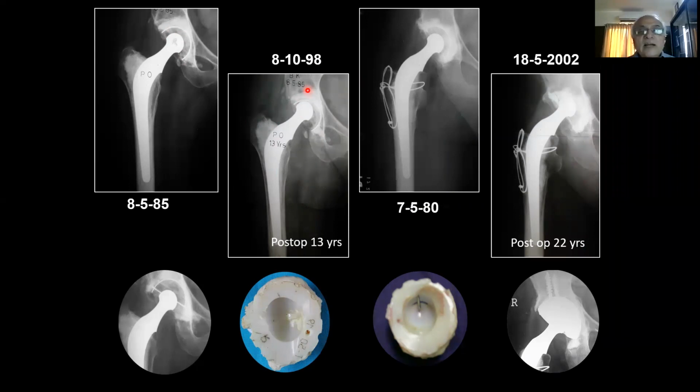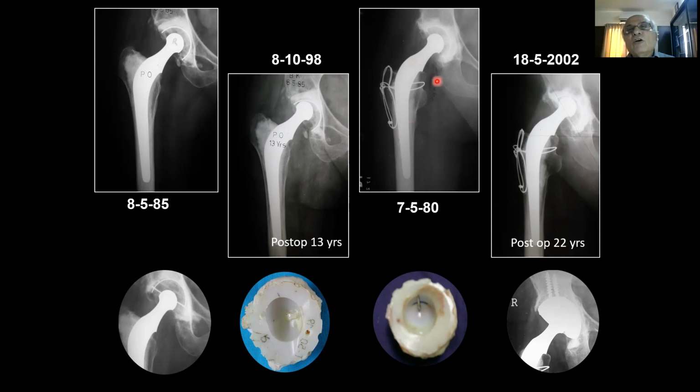And look at this cup which we have removed. Look at the obliquity of the cup. See the wear, it becomes oblique. So this patient did not develop osteolysis. We don't know why. With 6 millimeters of wear, it should have had massive osteolysis.